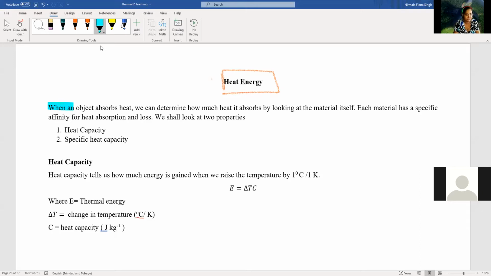When an object absorbs heat, we can determine how much heat it absorbs by looking at the material itself. Each material has a specific affinity for heat absorption and loss. And as a result, we're going to look at two properties. We're going to look at heat capacity and then specific heat capacity.